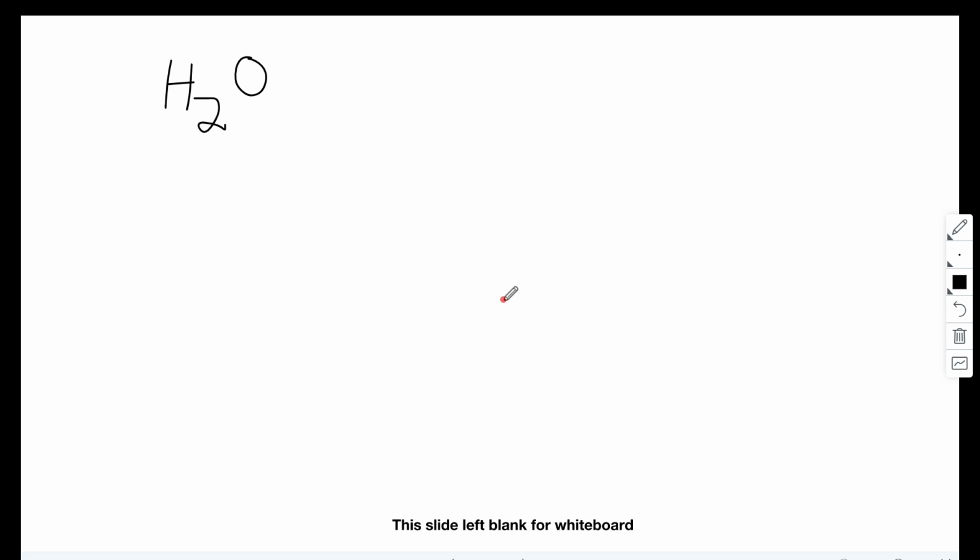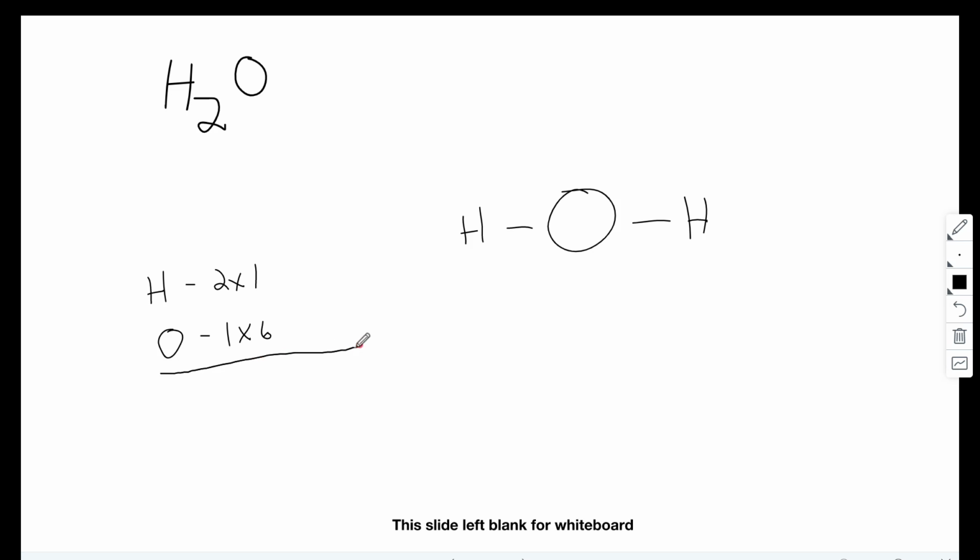Our first step, we're going to connect everything up together. Oxygen combined with hydrogen. So step 1, combine everything together. Step 2, we need to figure out how many electrons we have. For H, we have 2 of them, and each H gives 1 valence electron. Oxygen, we have 1 of them, and each one gives 6. So that means we'll have 6 and 2, which means we need to draw 8 electrons total.